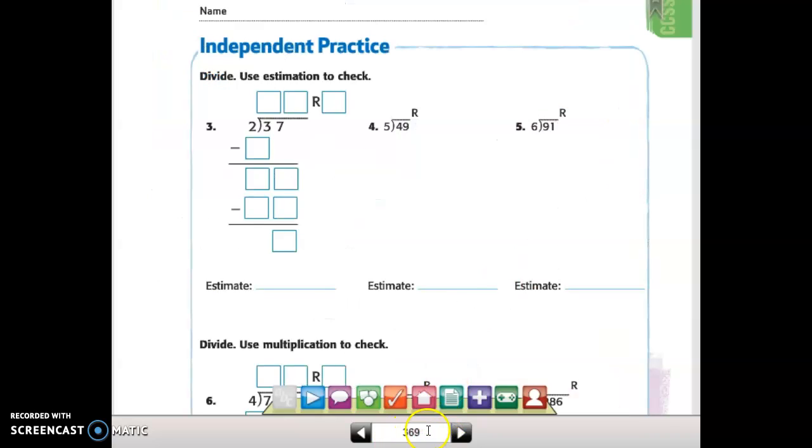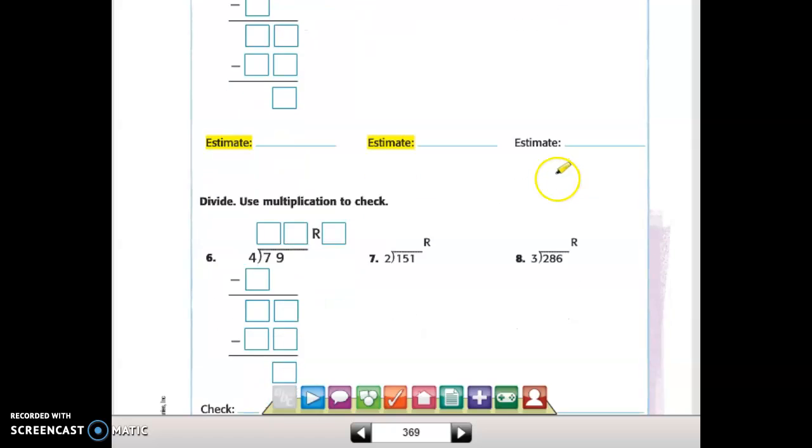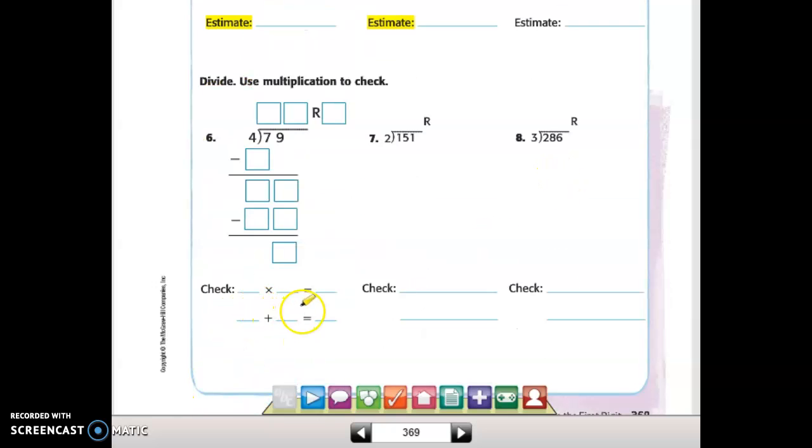And when you get to page 369, because I know somebody's going to ask me, the answer is yes, you do have to estimate to check your work. Please make sure you do that. And at the bottom, please make sure you multiply and add any remainders to check your work on 6, 7, and 8 also. Thank you.